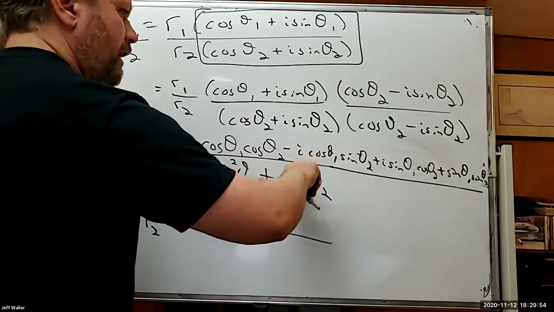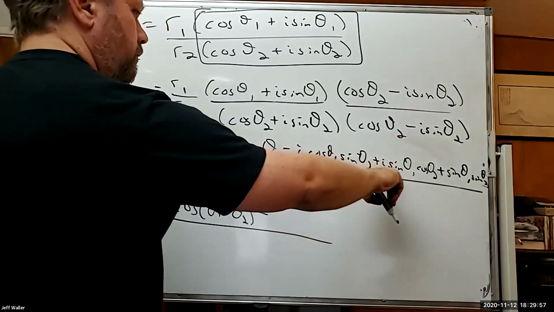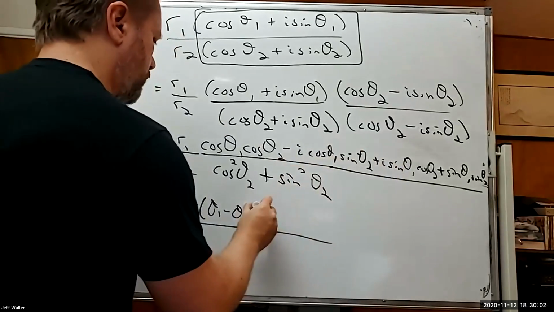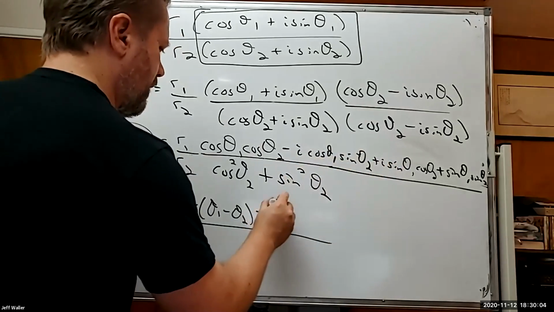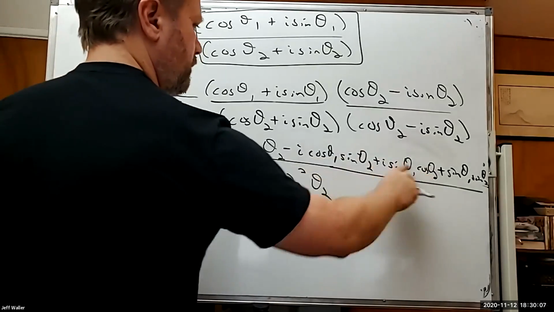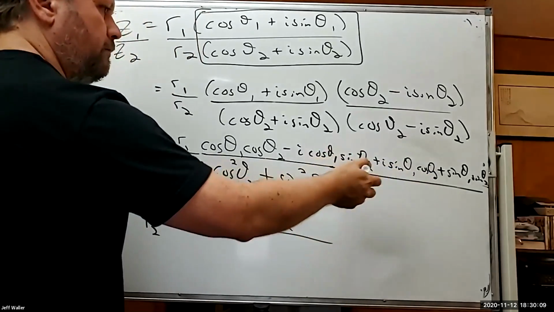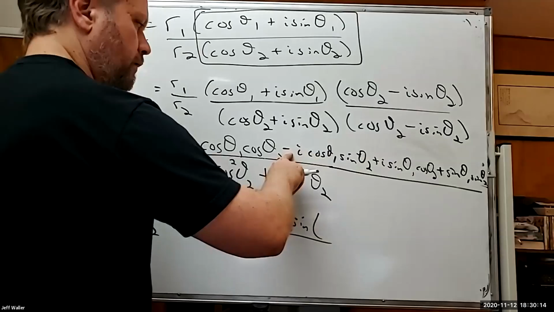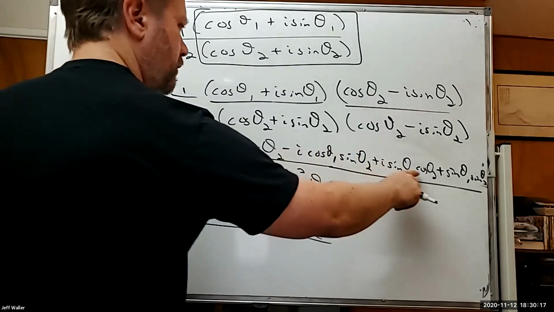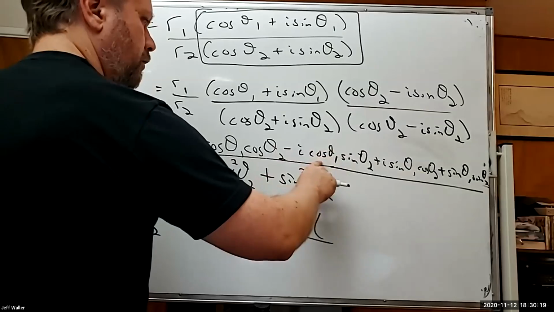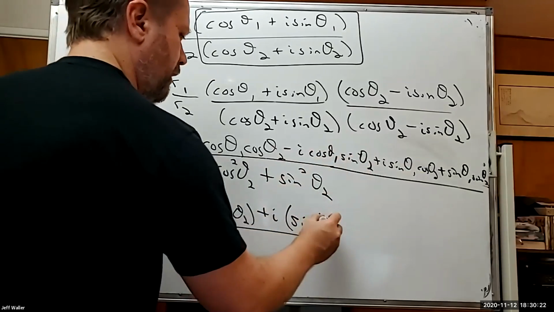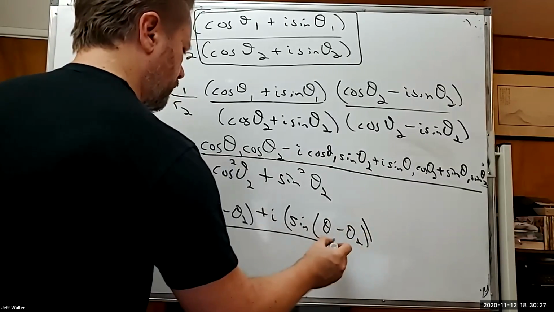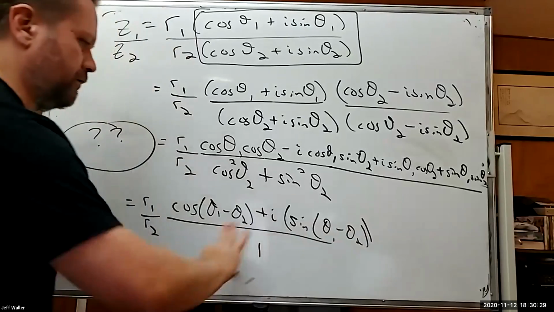Now, if I take an i out of the i stuff, what is this? Sine, cosine, minus sine, cosine, where the angles flip. So it's going to be sine of theta 1 minus theta 2. And the denominator is just 1 down here, so it's not even needed.